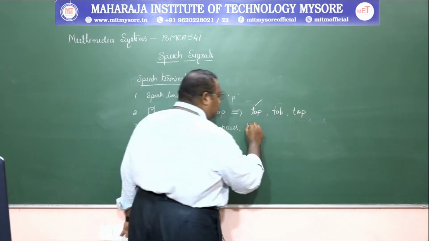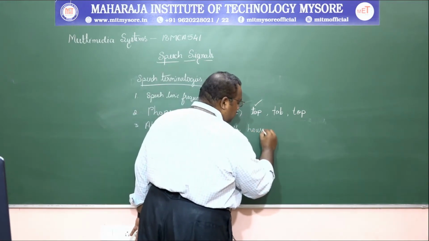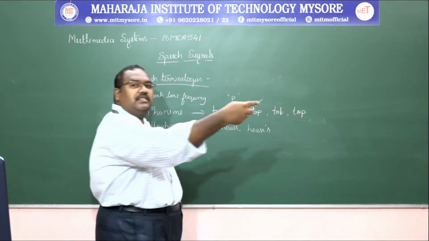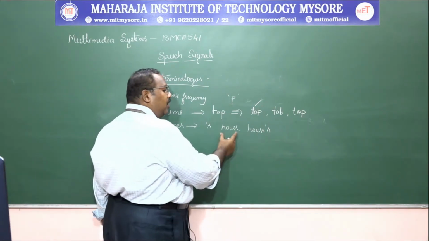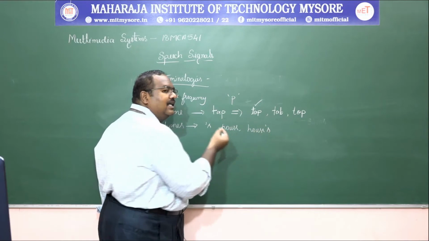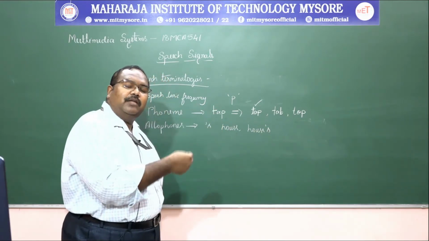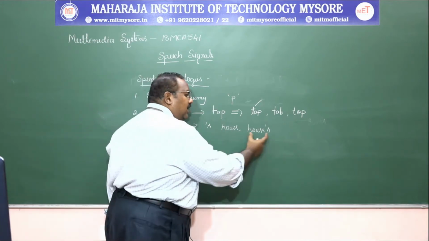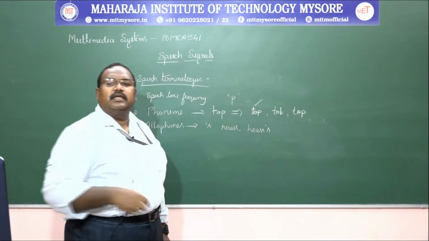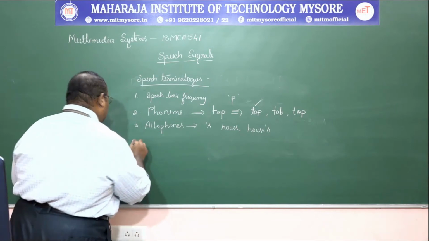Next, houses, apostrophe s, it makes a different sense with respect to house and houses, because a single apostrophe s adds multiple functions into it. The best example is this house and houses using apostrophe s. Next is morpheme.